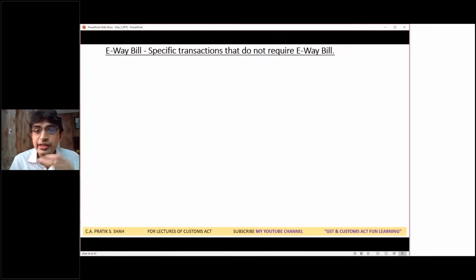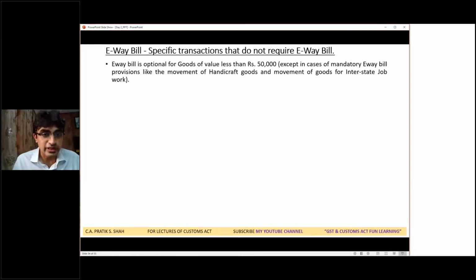Now there are other transactions which also do not require any e-way bill. There are some specific transactions which do not need an e-way bill. E-way bill is optional for a few transactions. Suppose my consignment value is below 50,000. Why will I prepare an e-way bill? It is optional, not compulsory, but you can prepare.